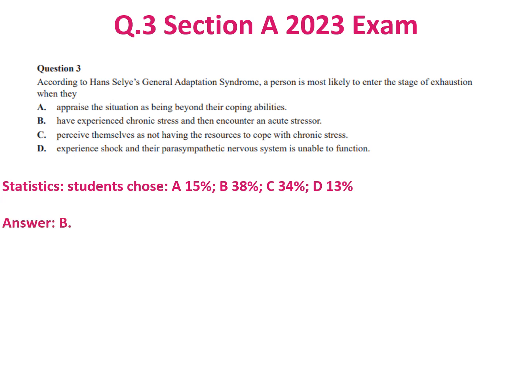So our answer is B. We experience chronic stress and then encounter an acute stressor. And so that's the key point with exhaustion. We've been dealing with this initial stressor for a while where we're basically maintaining a high level of resistance, and then another stressor comes along, and that's what tips us over the edge and makes us ill.